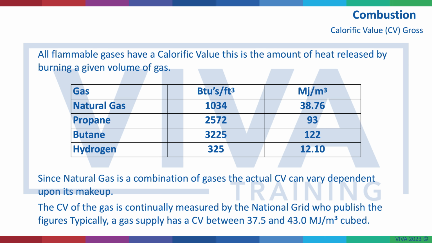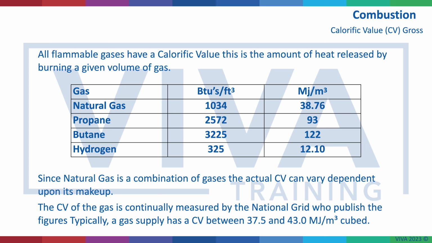We talked in a previous presentation about the distribution: where do we get gas from? I mentioned Europe, and gas tankers coming all the way from South America. So the calorific value can vary slightly. What the distributors do is mix the gas to give us the correct calorific value for the UK. It's continually measured by the National Grid, and they publish the figures. So if you went onto a National Grid website and checked, they would tell you what calorific value you would get in your area. It's somewhere between 37.5 and 43 megajoules per cubic metre.